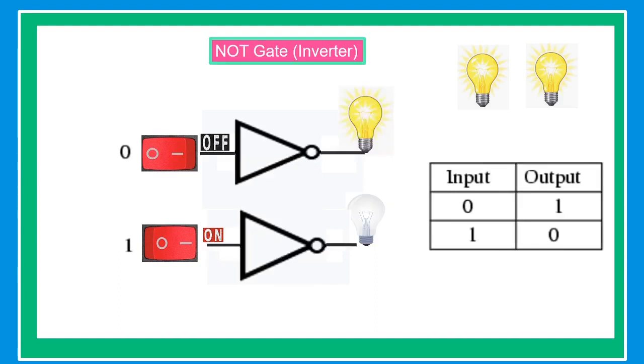Our next topic is the NOT gate, or inverter. The NOT gate is a single input, single output gate, also known as an inverter. If it receives 0 as an input, it produces 1 as an output. Similarly, if it receives 1 as an input, it will produce 0 as an output.